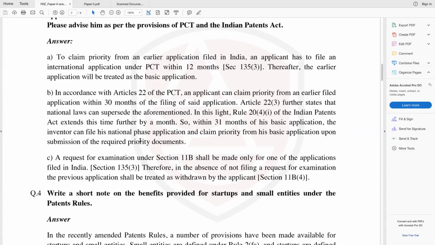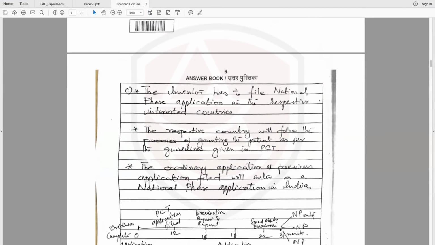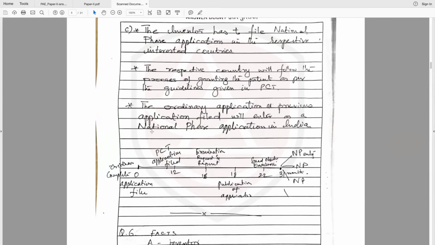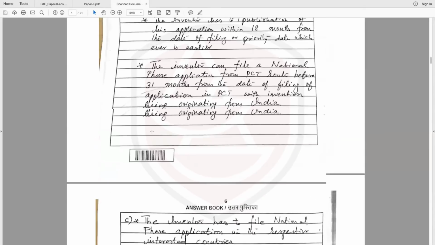And whereas if you go back to the answer the candidate wrote, he says the inventor has to file a national phase application within the respective time. He goes on to mention the timeline in the PCT, and that's completely irrelevant and not a part of the question. But the catch here is he got the option A, so part A and B, right? And that is the reason why he got 3 marks out of 5 marks.